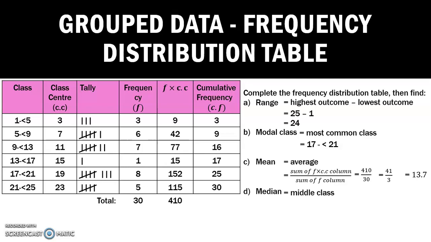And finally, our median is our middle class. We've got 30 scores, so half of 30 is 15, but because 30 is an even number, the median is going to be in between two scores. So it's going to be between the 15th and the 16th score. And our 15th and 16th score occur in the class of 9 to less than 13.